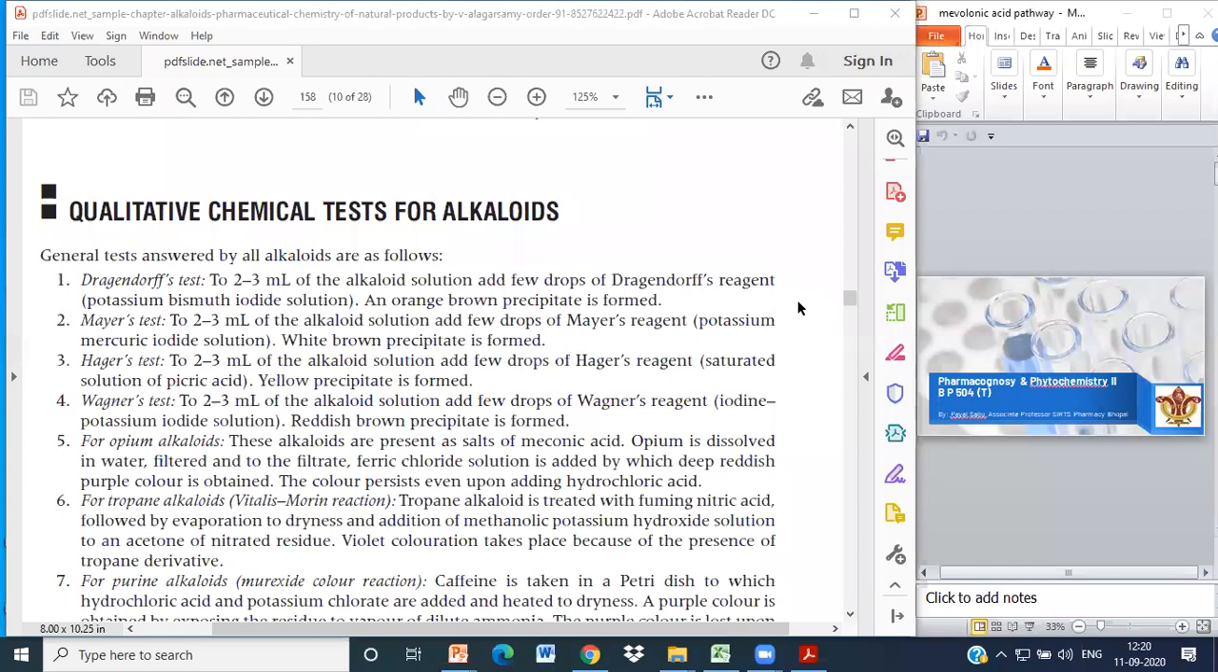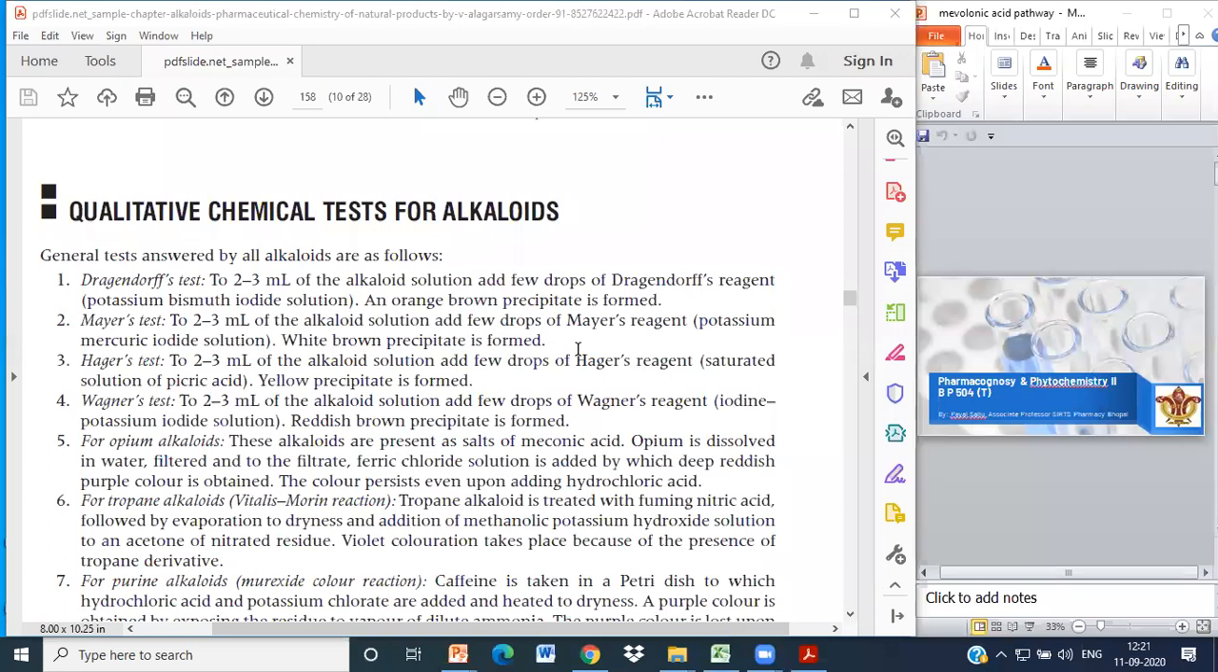So let us start with the chemical tests for the alkaloid. This is a general test, Dragendorff's test. For this you have to follow the following principle: to 2 to 3 ml of the alkaloid solution, add a few drops of Dragendorff's reagent. Dragendorff's reagent is potassium bismuth iodide solution, and an orange-brown precipitate is formed. Mayer's test: 2 to 3 ml of alkaloid solution, a few drops of Mayer's reagent, which is potassium mercuric iodide solution, and a white-brown precipitate is formed.